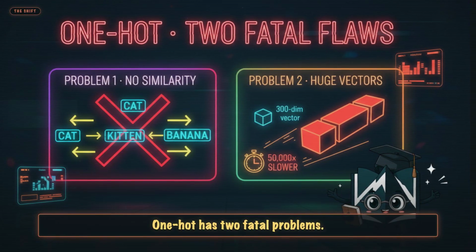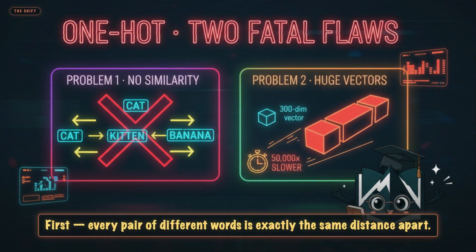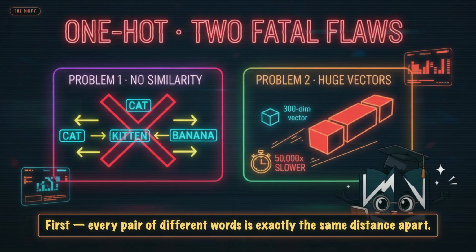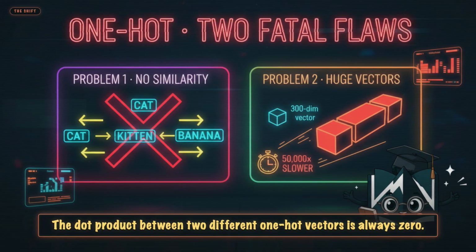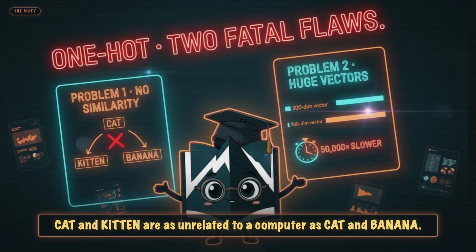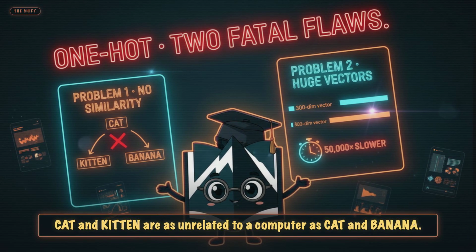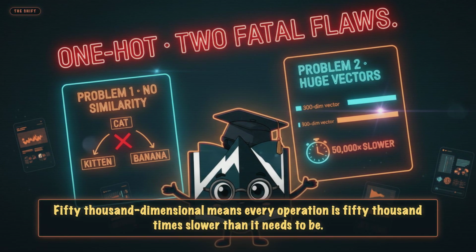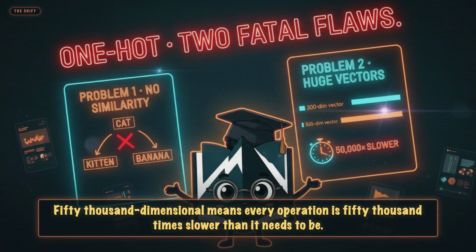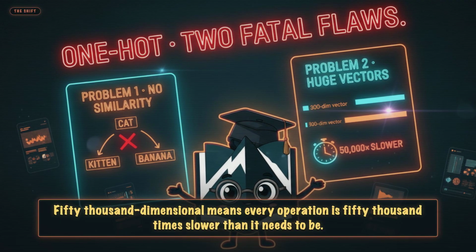One-hot has 2 fatal problems. First, every pair of different words is exactly the same distance apart. The dot product between 2 different one-hot vectors is always 0. Cat and kitten are as unrelated to a computer as cat and banana. Second, vectors are huge. 50,000 dimensional means every operation is 50,000 times slower than it needs to be.